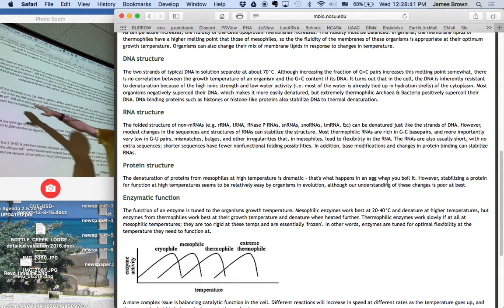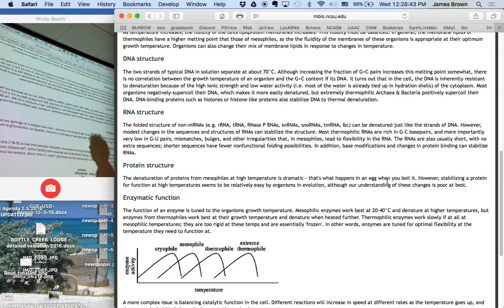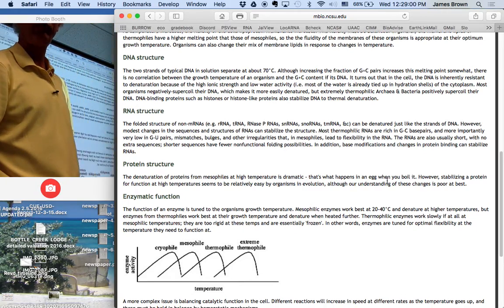You can put extra GC pairs in there, but you can only go so far with that. You can modify bases. You can do things like put thiol groups in. You can put methyl groups on. There are lots and lots of things that you can do to an RNA to make it thermal stable. And organisms do that.